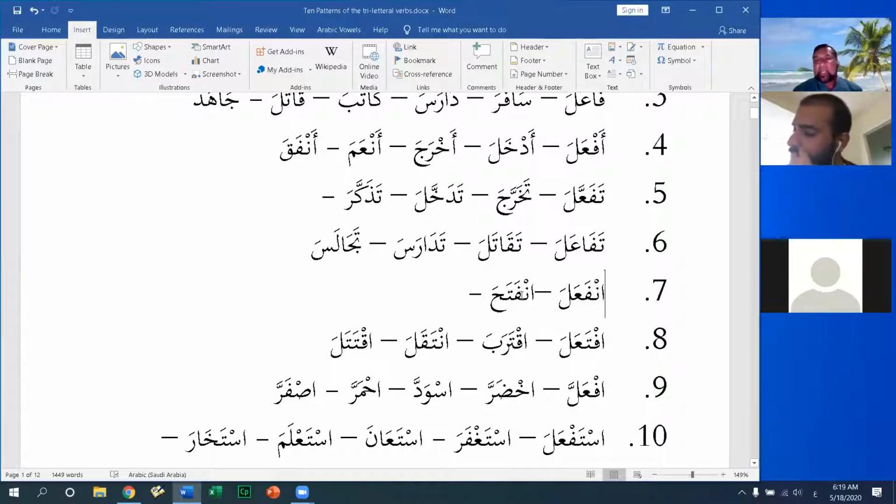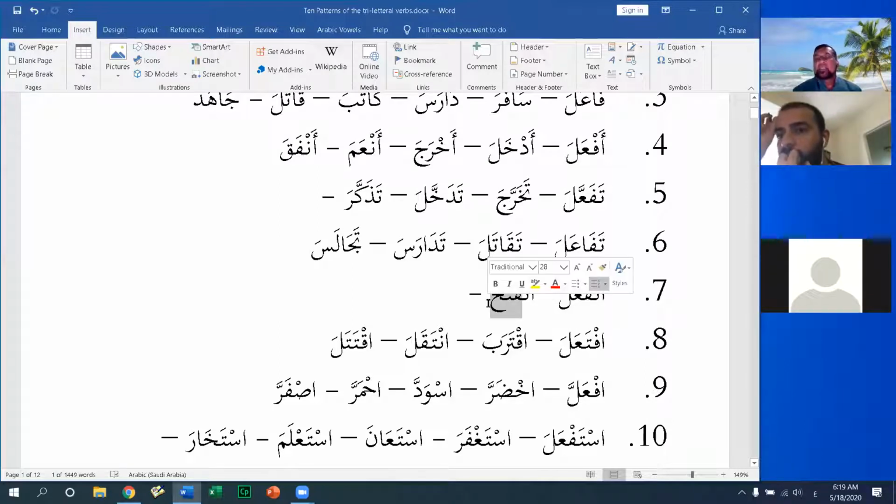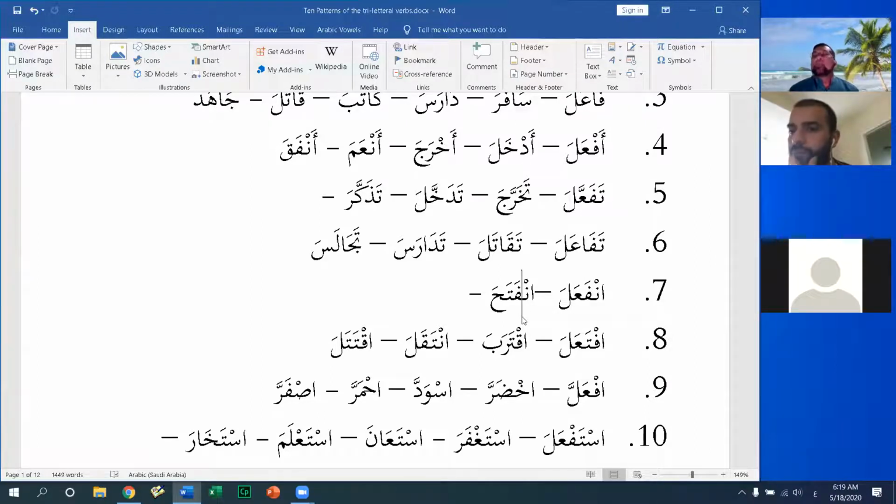For example, fataha means to open. He opened the door, for instance. In fataha means the door opened. We don't mention who the doer is. Are you following me? Because fataha is transitive, in fataha is intransitive. We don't mention any subject. Actually, we don't mention any object. In fataha al-babu, the door opened up, or in fatahatin nafithatu, the window opened by itself.